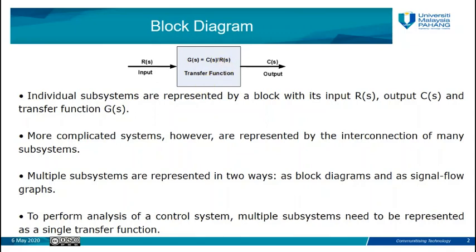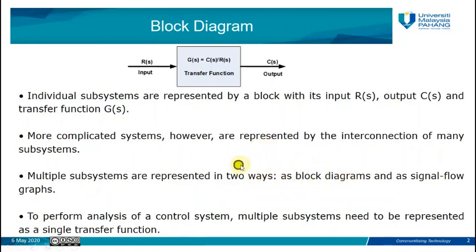However, most of the existing control systems are more complicated and consist of multiple subsystems, not only a single subsystem. Since we have multiple subsystems, that means we have multiple transfer functions and multiple blocks, similar to the single block. In order to represent such a complicated system, we have two methods. One using block diagram and the other using signal flow graph.